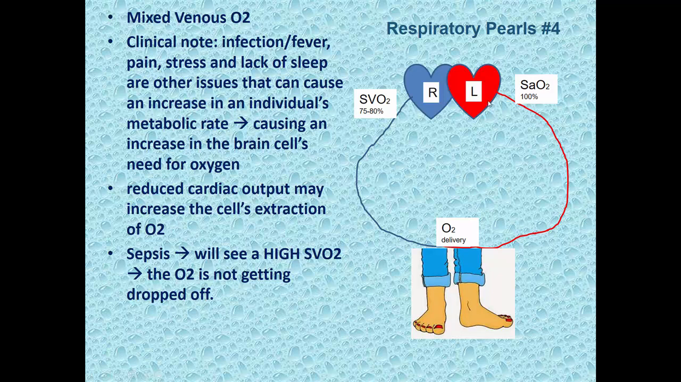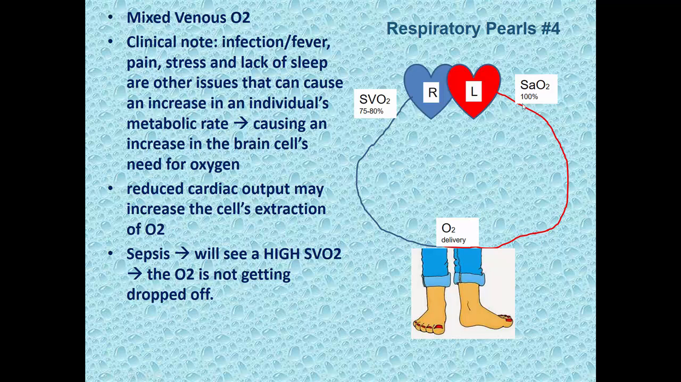So we have this UPS truck with a lot of O2 packages, and it drops off oxygen at the tissue level, and then as it makes its way back to the depot, it comes in on the right side of the heart, and that's where we can measure the oxygen saturation of venous blood. So that's what SvO2 is. That is the oxygen saturation of venous blood.